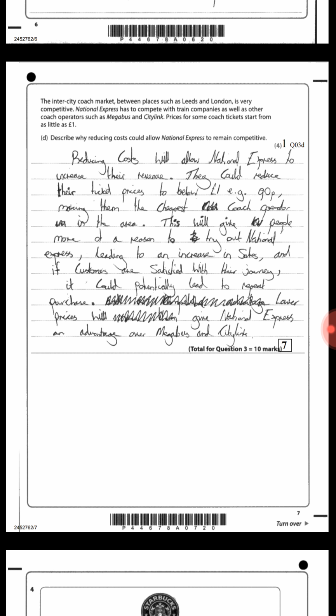That could be petrol, that could be staff costs, that could be rent of the place where they store all of their coaches. If they keep costs down, it means that they are able to make more profit, or they're able to pass those costs on to customers by lowering the selling price. And if they lower the selling price, customers are more likely to come to National Express than go to companies like Megabus or CityLink.